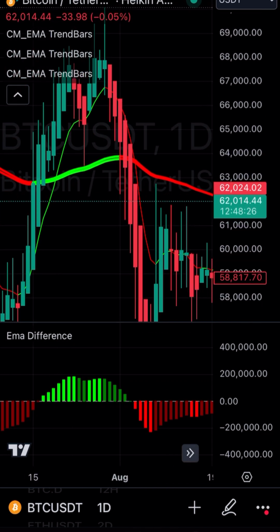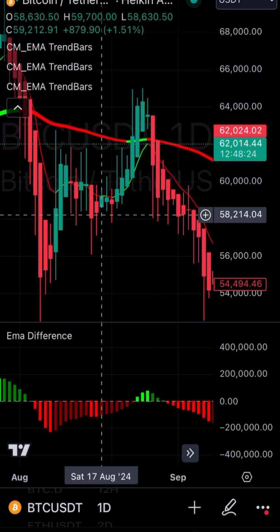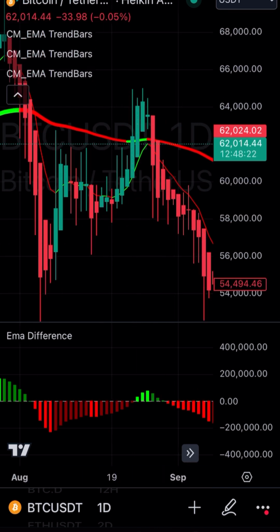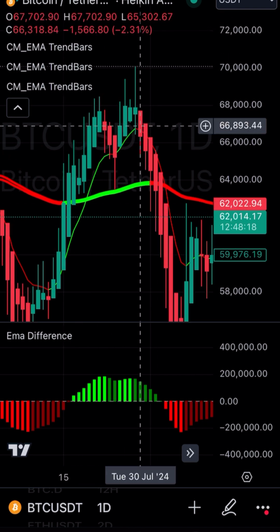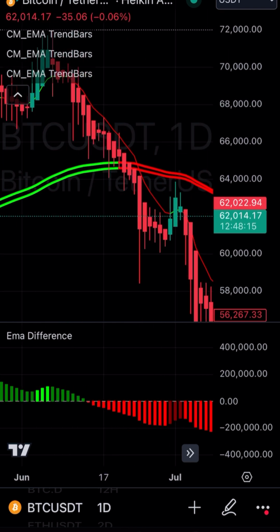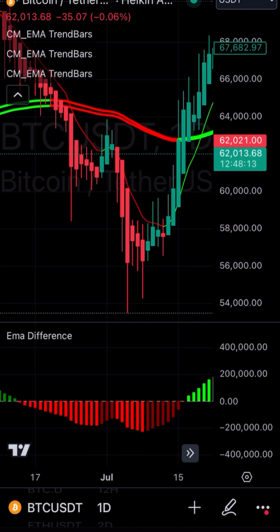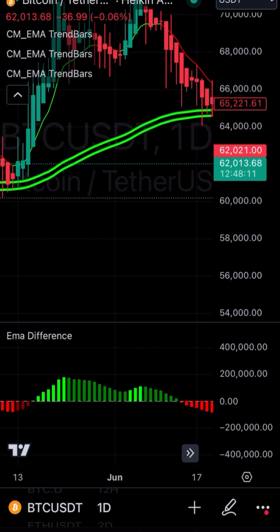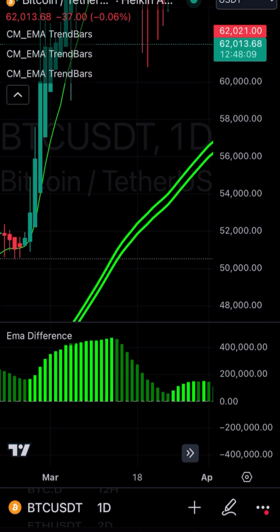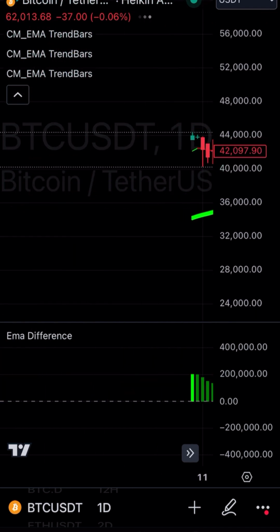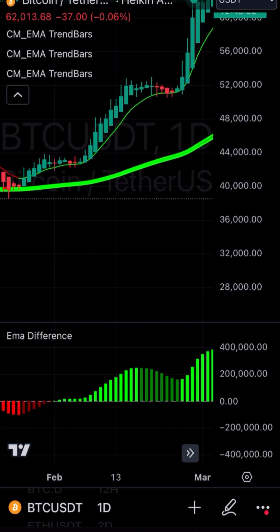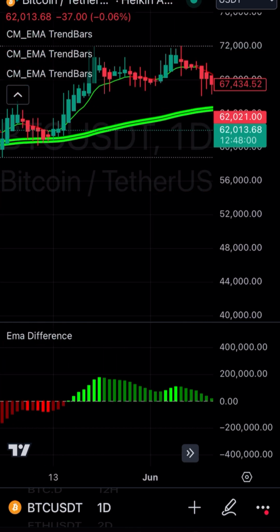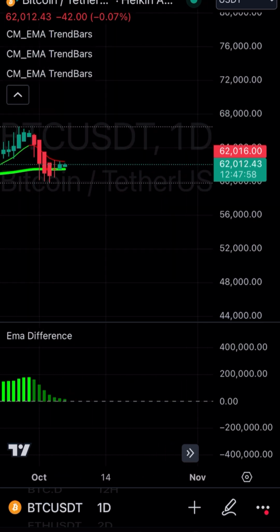Then it crossed there, but it crossed right here, and you would have made some good profit on the way down. Crossed right here, you made some good profit going up. Crossed down here, you made some good profit going down. And it crossed right here, and you would have made some pretty massive profits. So this works the best on longer time frames.